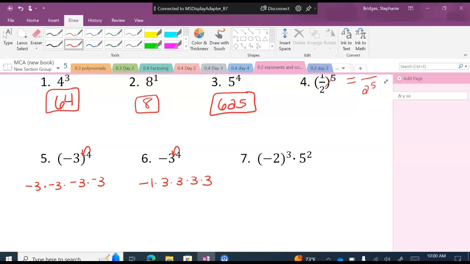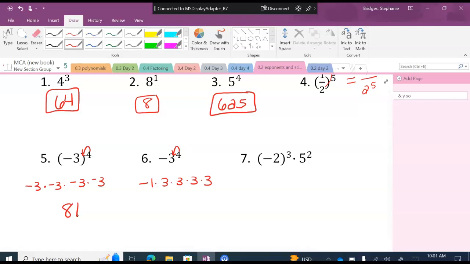However, if you're lucky enough to be using your calculator, as long as you enter it exactly as it looks, then you'll get the right answer. For number 5, I would open a parenthesis first, then hit -3, making sure you use the negative sign, not the minus sign. Close your parenthesis and raise that to the 4th power. What does that give us? A positive 81, because a negative times a negative times a negative times a negative is a positive.